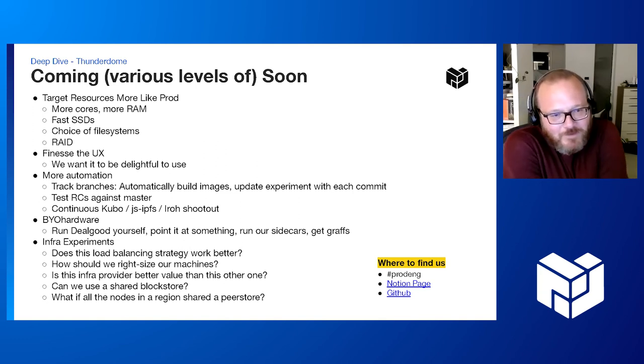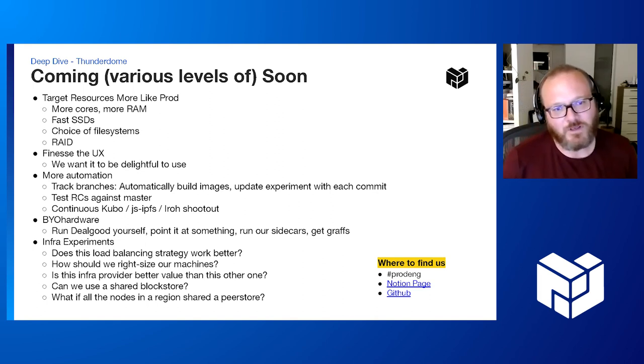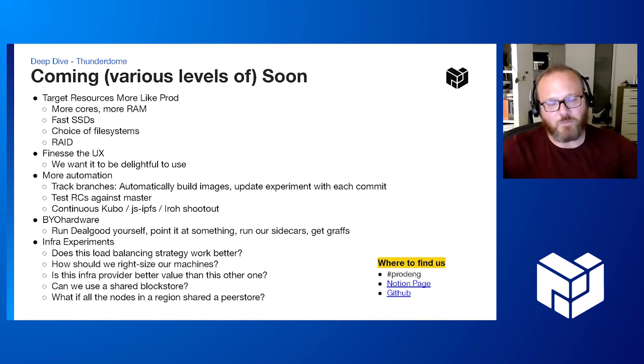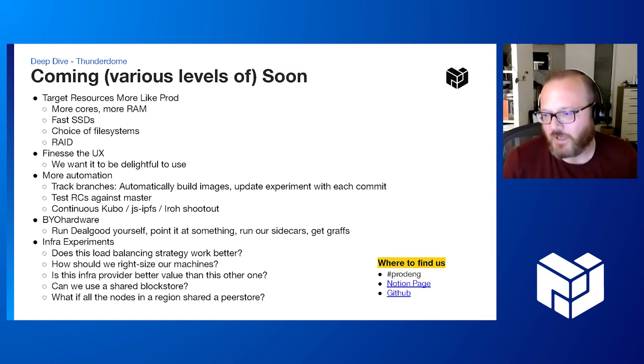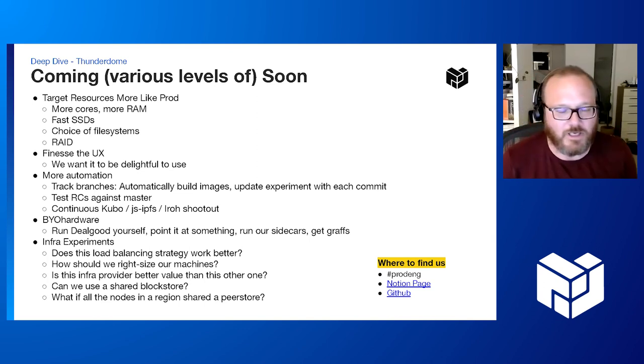And then one thing I'm mega excited about is the idea of infrastructure experiments. So, which load balancing strategies should we adopt? What kind of machine sizes might we use? Can we compare this infrastructure provider with this other one? What if we use a shared block store? What if all the nodes in a region had a peer store in Redis? Things above the level of individual instances of our software that do impact the performance of it. Because Kubo and anything implementing the IPFS gateway spec are deliberately designed to interact well with load balancers, caches, that kind of thing. So we want to be able to test them as well, because the aggregate of all those things is our performance.